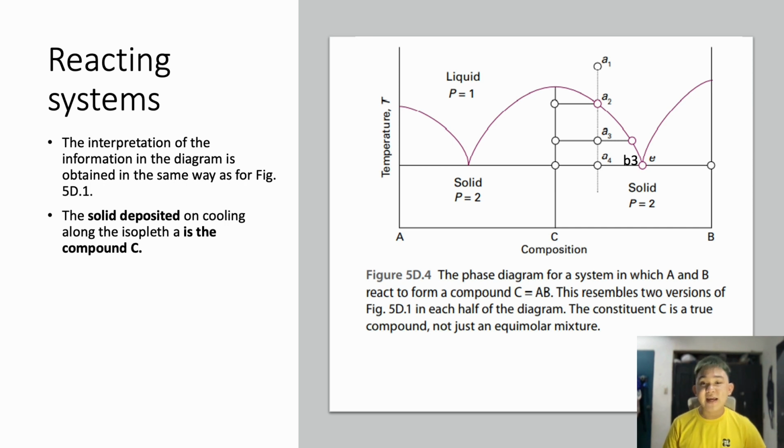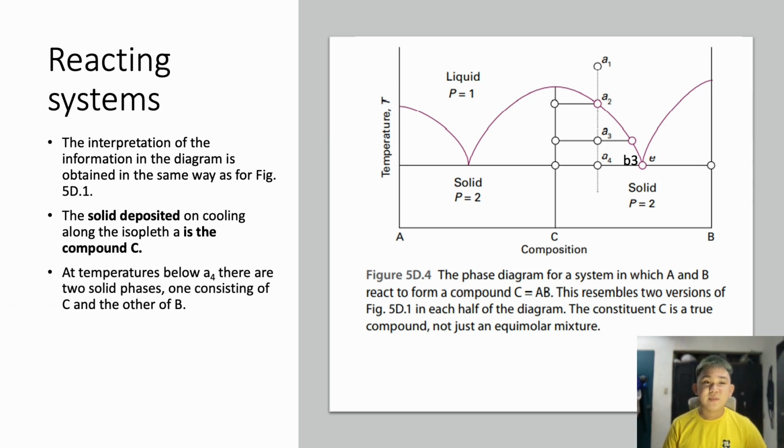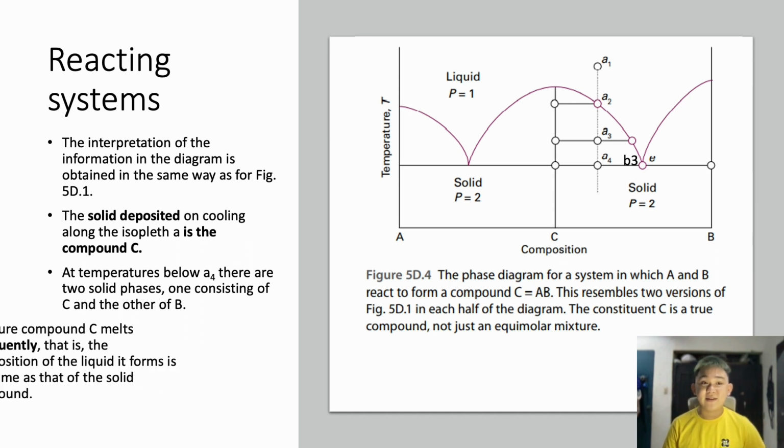The next is A sub 3 to A sub 4. At the end of this step, there is less liquid at A3 and its composition is given by E, which is the eutectic point. This liquid now freezes to give the two-phase system of pure B and pure C, where C is the product of the reaction. At a temperature below A sub 4, there are two solid phases, one consisting of C, the product, and the other of B, the excess reactant.